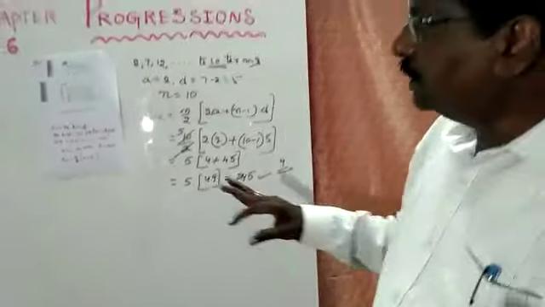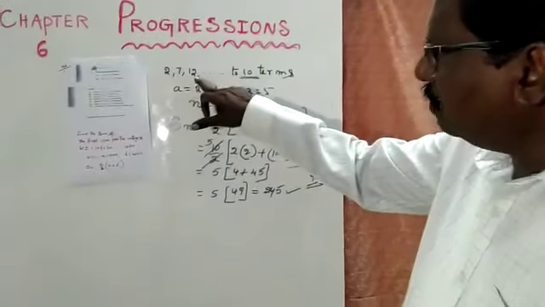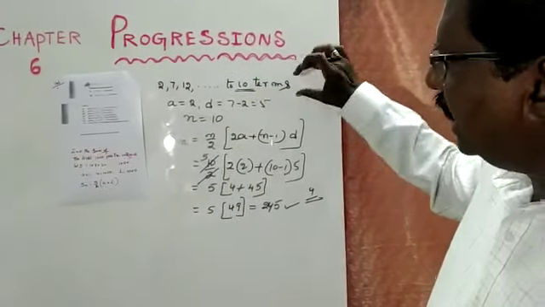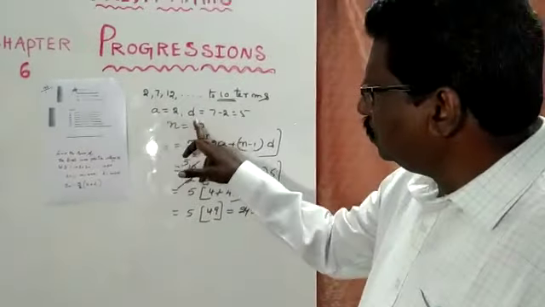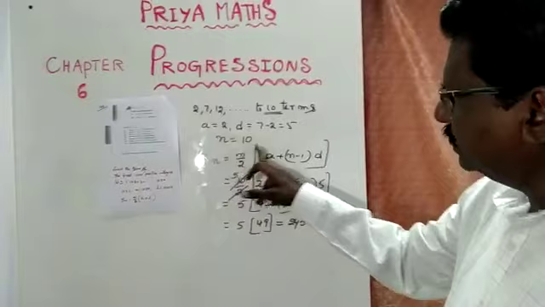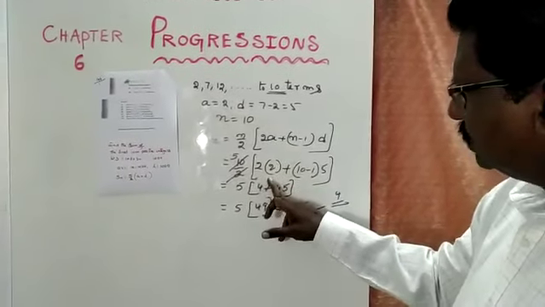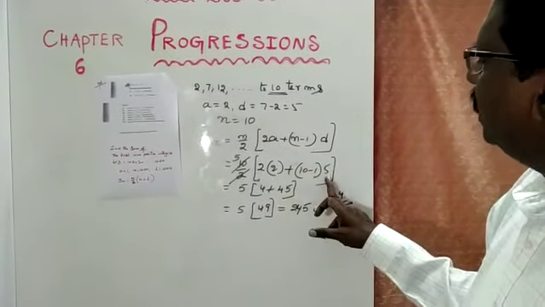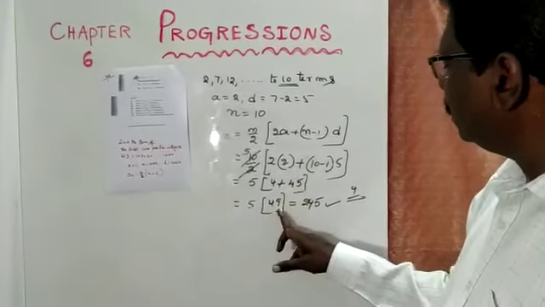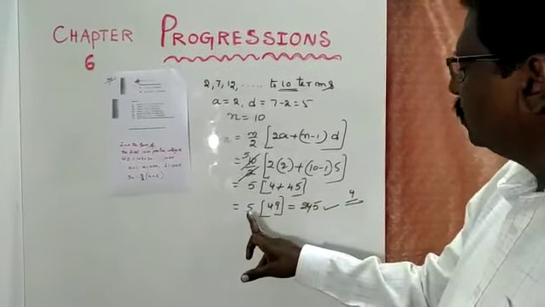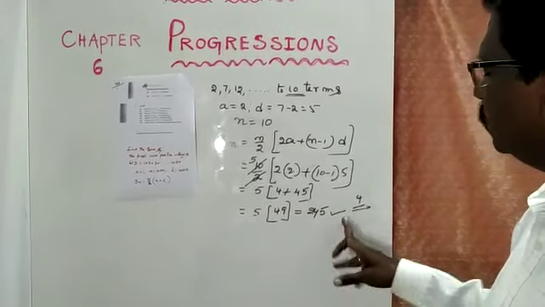I can explain again. See, 2, 7, 12, and so on to 10 terms. Sum of the 10 terms. a is equal to 2, d is equal to 7 minus 2, 5. n is equal to 10. 10 by 2, 2 2s are 4. 10 minus 1, 9. 9 5s are 45. 45 plus 4, 49. 5 9s are 45, carry 4. 5 4s are 20, 20 plus 4, 24.